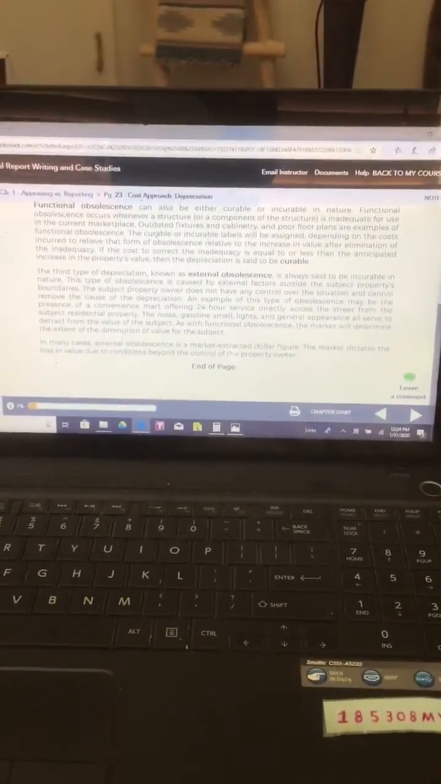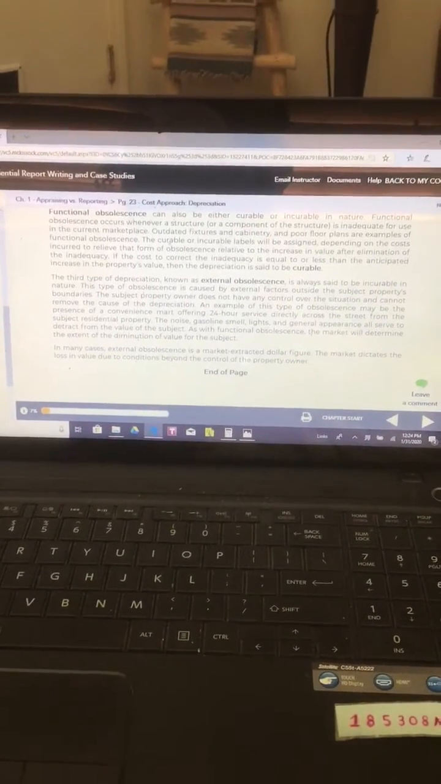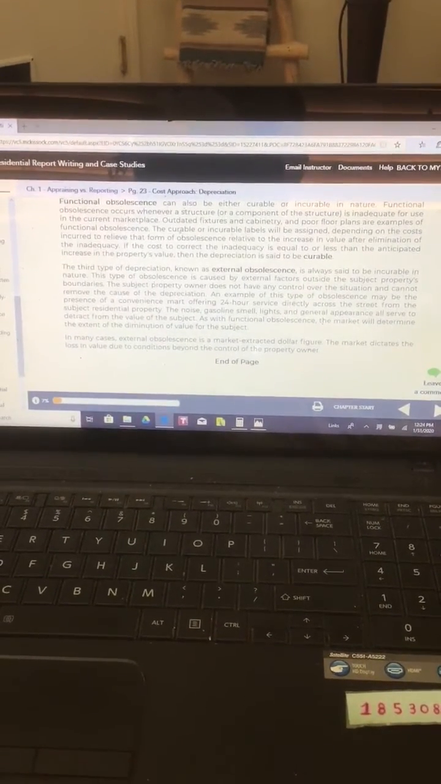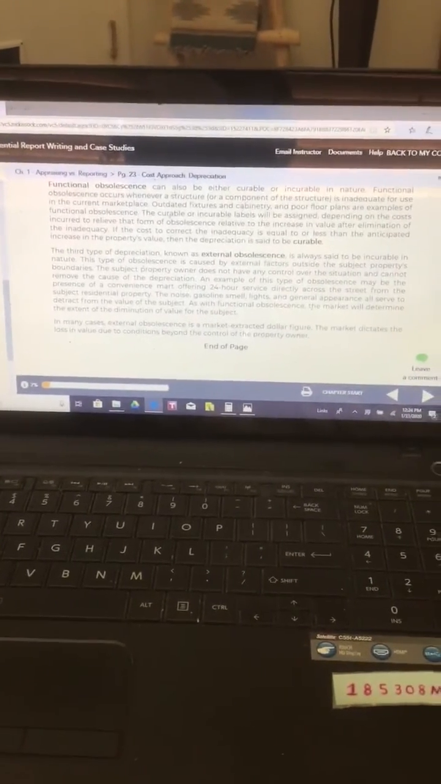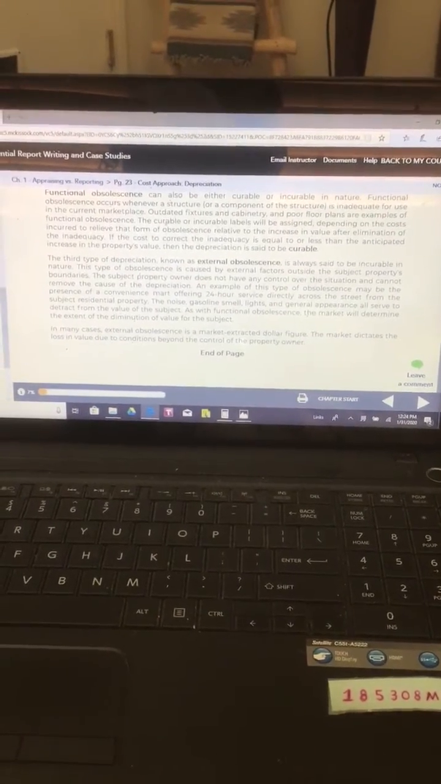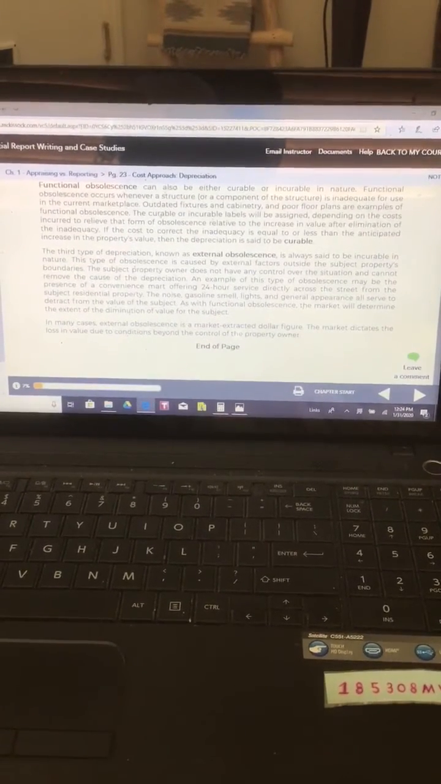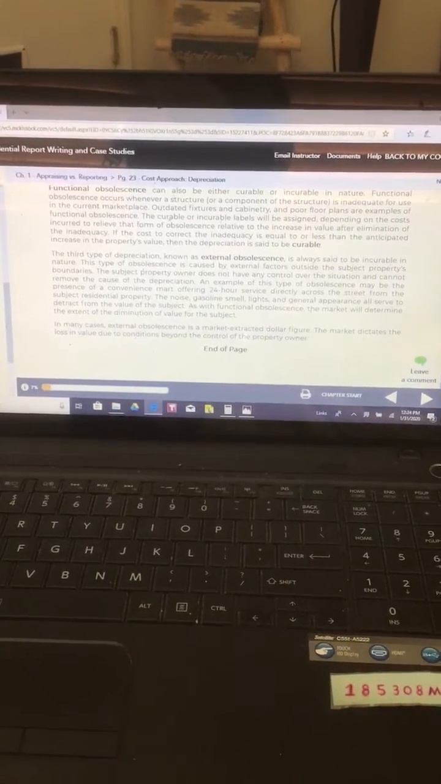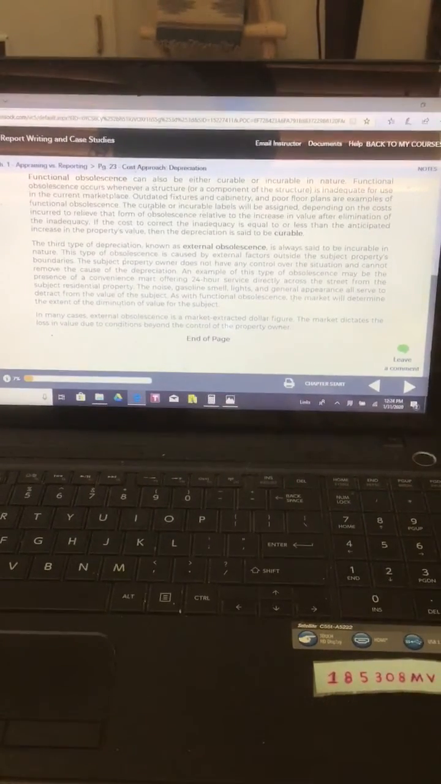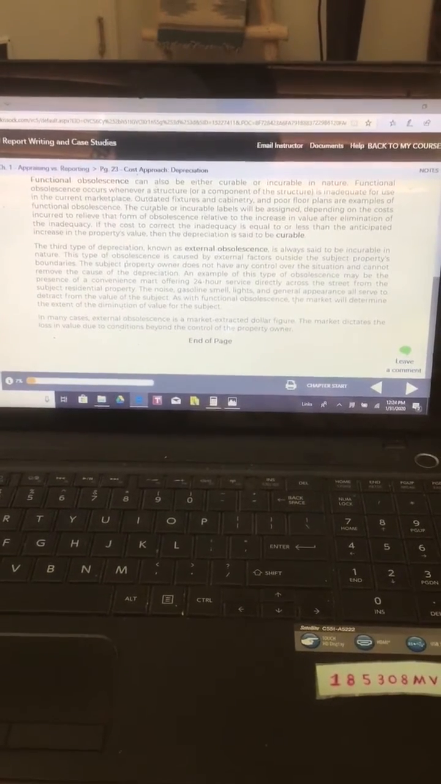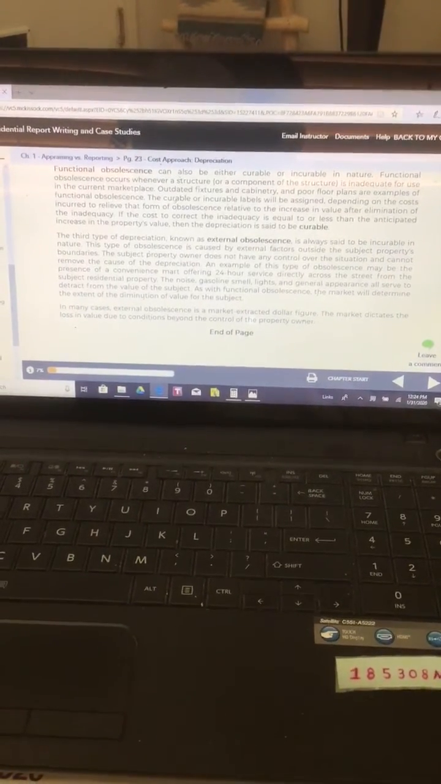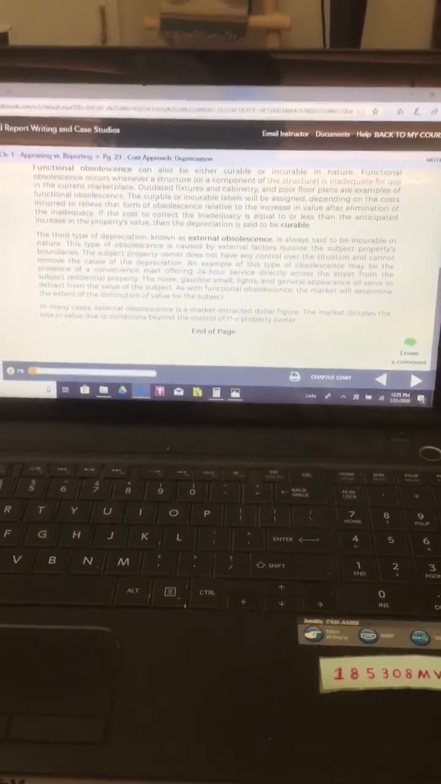Functional obsolescence can also be either curable or incurable in nature. Functional obsolescence occurs whenever a structure or a component of the structure is inadequate for use in the current marketplace. Outdated fixtures and cabinetry and poor floor plans are examples of functional obsolescence. The curable or incurable labels will be assigned depending on the cost incurred to relieve that form of obsolescence relative to the increase in value after elimination of the inadequacy. If the cost to correct the inadequacy is equal to or less than the anticipated increase in the property's value, then the depreciation is said to be curable.